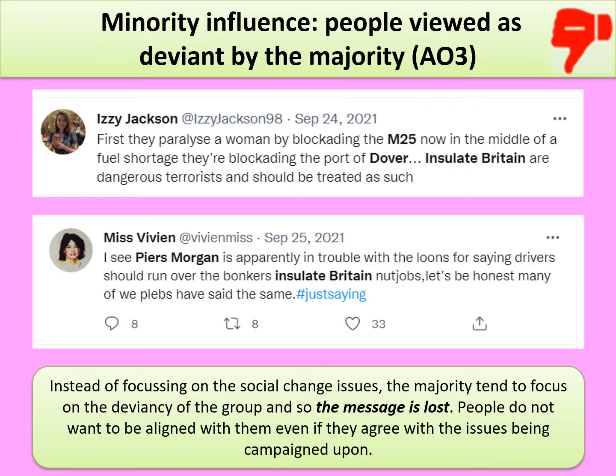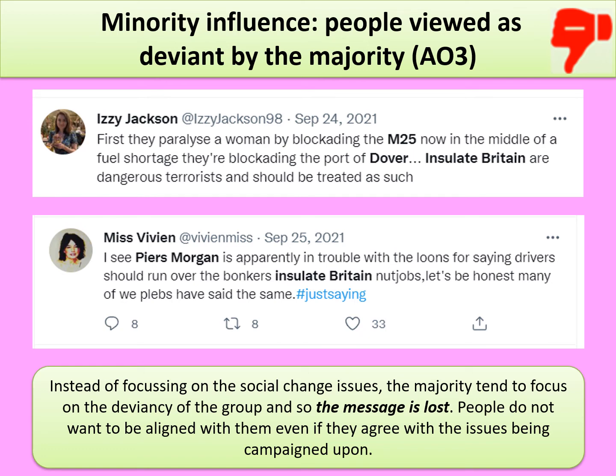And a final evaluation is about minority influence, and it's a criticism, and it's that sometimes people who are in a minority group are viewed as deviant by the majority, and if they're viewed as deviant, then their message is actually lost, and so they won't achieve the social change they want because people don't want to be aligned with them, people don't want to be associated with them.